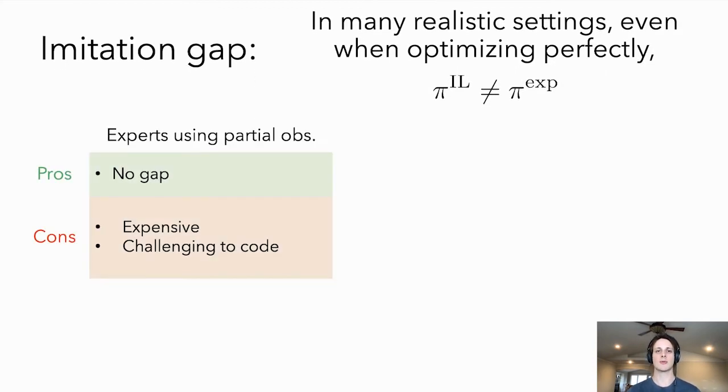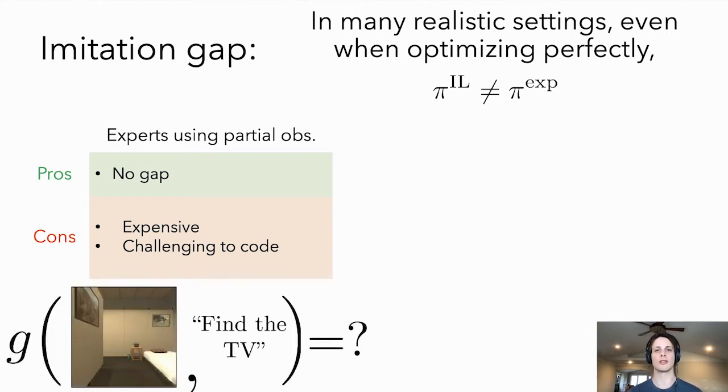We can design experts that operate on exactly the same observations as our student. For such experts, there is no imitation gap, but they can be expensive to obtain when using human annotators or nearly impossible to code. If it was straightforward to write a function that maps images and goals to expert actions, then we wouldn't need RL agents at all.